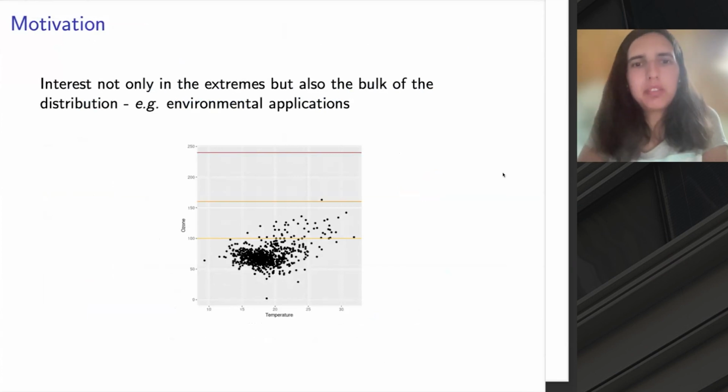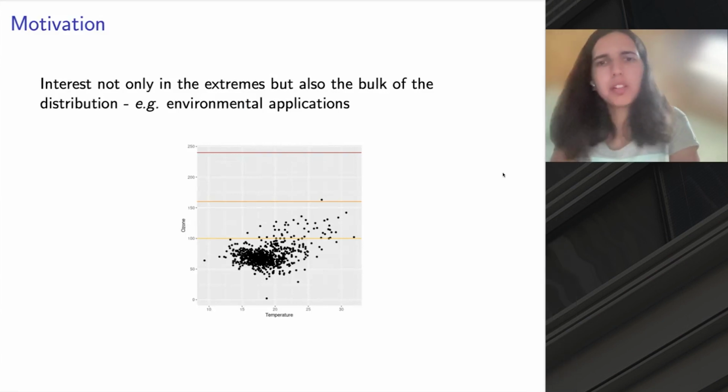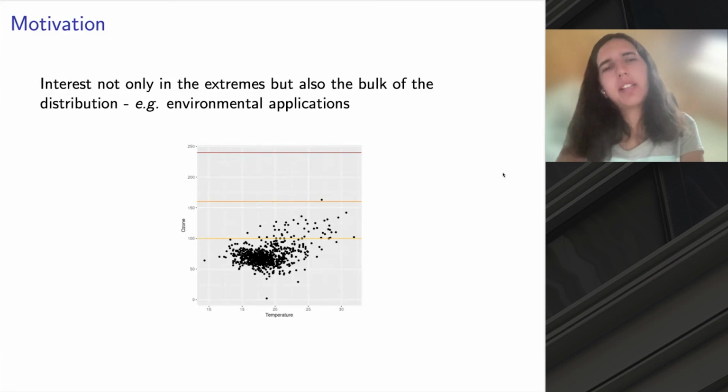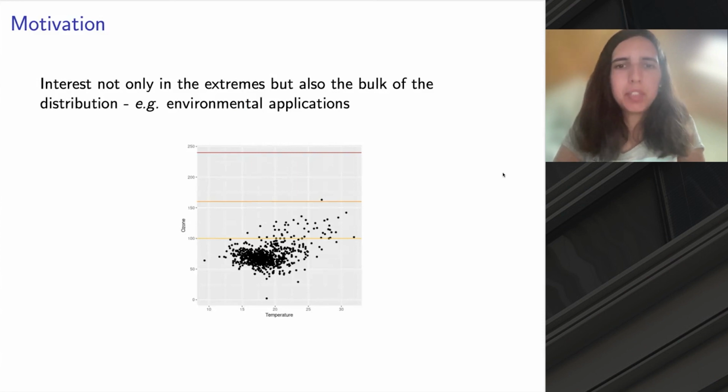Sometimes we are not just interested in modeling the extremes of the data, but also the rest of the observations, what we call the bulk of the distribution. And this might be important in environmental applications or in financial data as well. Here I just have a scatter plot of the data I use for the case study of this paper. I will come back to it later, but it's just to show that sometimes not extremes, but values that are concerning are in the body of the distribution, here above the line 100.